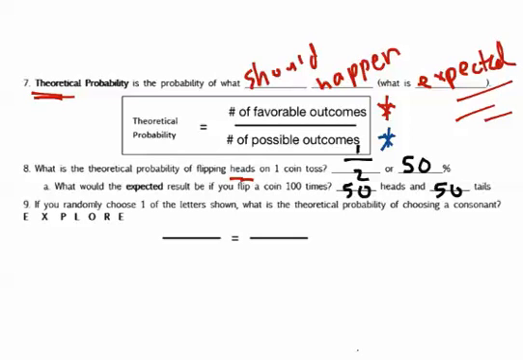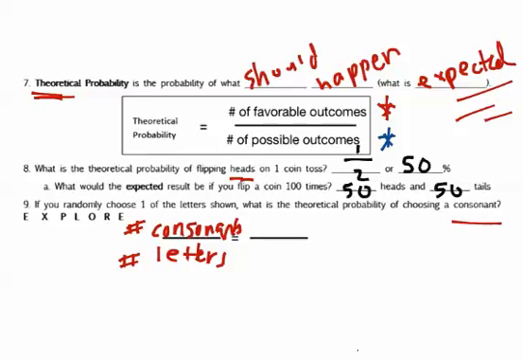Number 9, if you randomly choose one of the letters shown in the word explore, what is the theoretical probability of choosing a consonant? Their question is asking for choosing a consonant, so that's my favorable outcomes. So we would say number of consonants over number of possible outcomes, so how many total letters there are in that word.